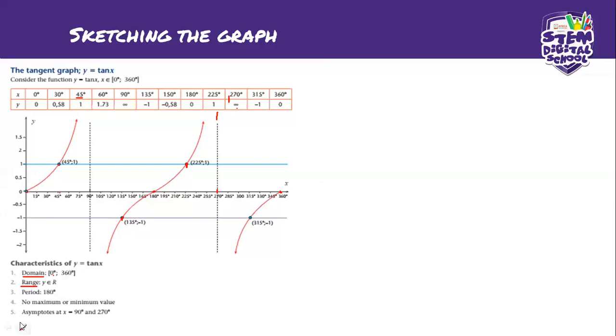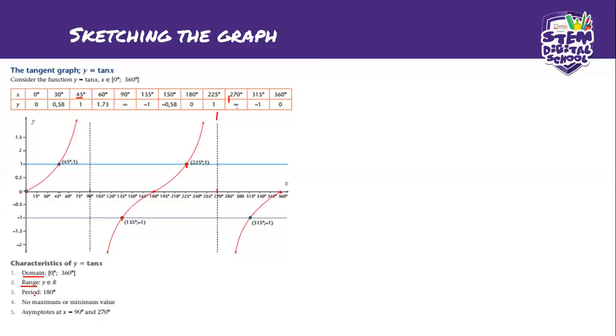You can see this graph has an arrow there. Also, this one has that arrow there, and this one shows that this graph is still continuing. Hence, our range is y is an element of all real numbers, or it can be written as y is an element of negative infinity to positive infinity. The range for the tangent graph will never change. It's always y is an element of all real numbers, right?